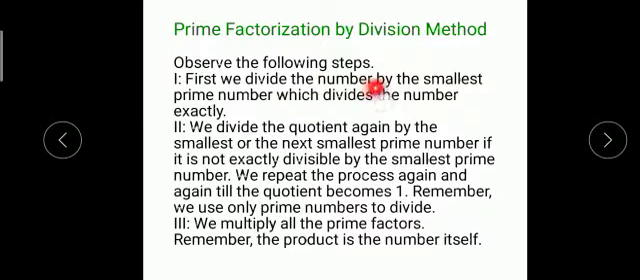First, we divide the number by the smallest prime number which divides the number exactly. Second, we divide the quotient again by the smallest or the next smallest prime number if it is not exactly divisible by the smallest prime number. We repeat the process again and again till the quotient becomes 1. Remember, we use only prime numbers to divide. Third, we multiply all the prime factors. Remember, the product is the number itself.